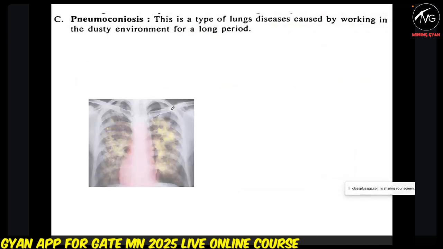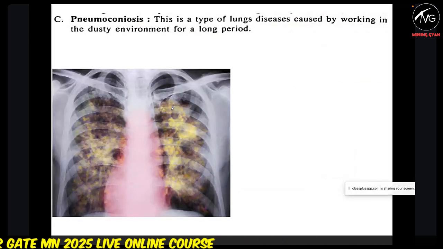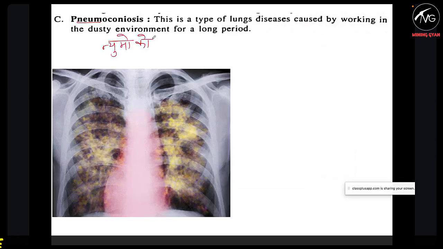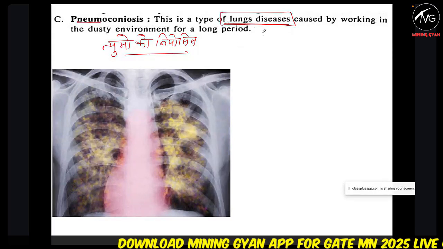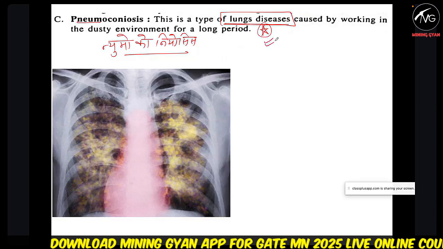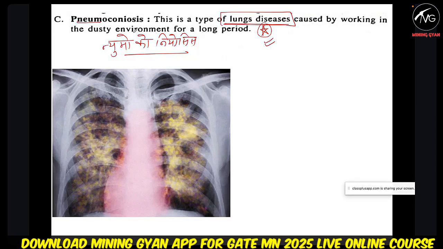Third disease is pneumoconiosis. Pneumoconiosis. Okay. So इसमें क्या होता है? This is a lung disease. Please remember what pneumoconiosis is. It is a lung disease, and what is the cause?